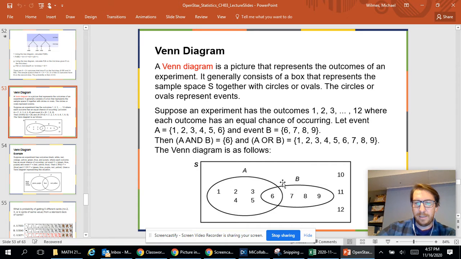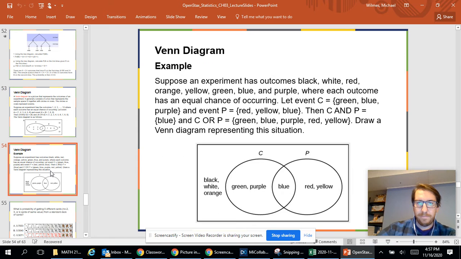And we can see the intersection, we can see the overlap, right? The only intersection they have is that 6 in the middle. But the union of all of this would be 1, 2, 3, 4, 5, 6, 7, 8, 9, all of those. And then 10, 11, 12 are on the outside. And we could do the same thing with some colors too.